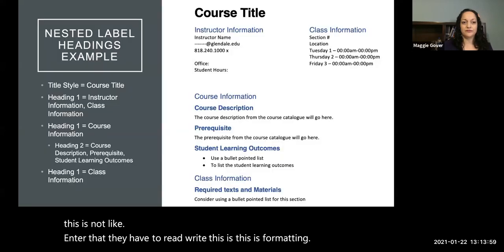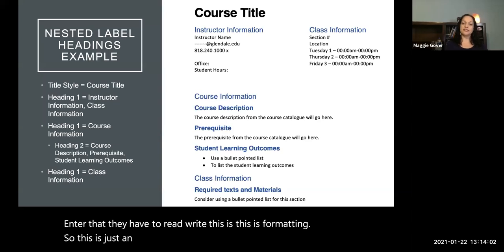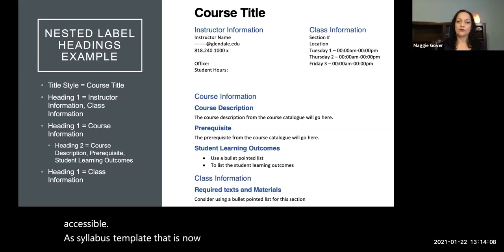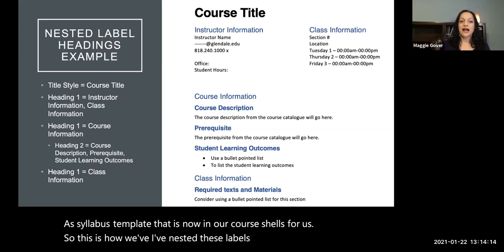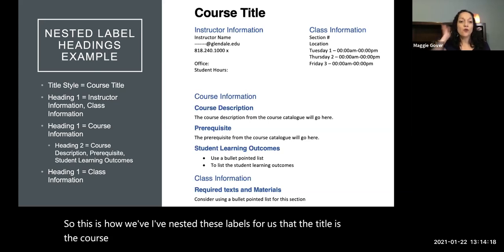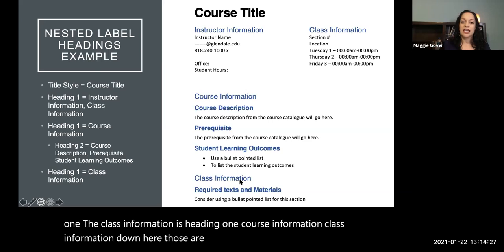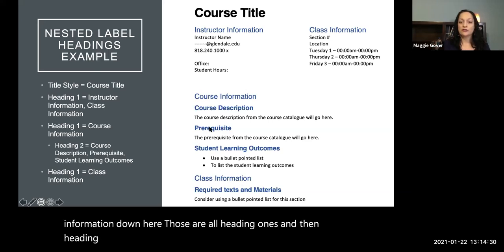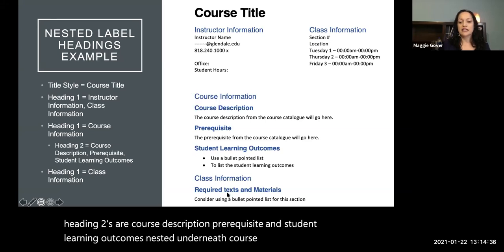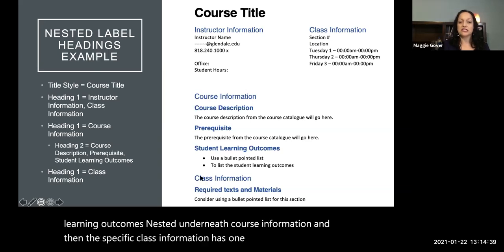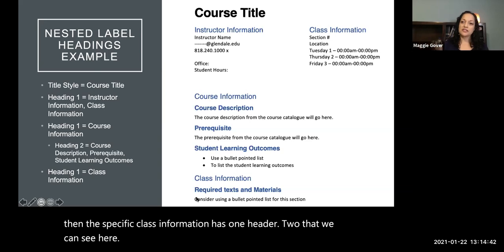Okay. So this is just an example. This is our sample syllabus. This is the accessible syllabus template that is now in our course shells for us. So this is how I've nested these labels for us, that the title is the course title. Heading one, the instructor information is heading one, the class information is heading one, course information, class information down here. Those are all heading ones. And then heading twos are course description, prerequisite, and student learning outcomes nested underneath course information. And then the specific class information has one header two that we can see here. So that's how this document is set up.